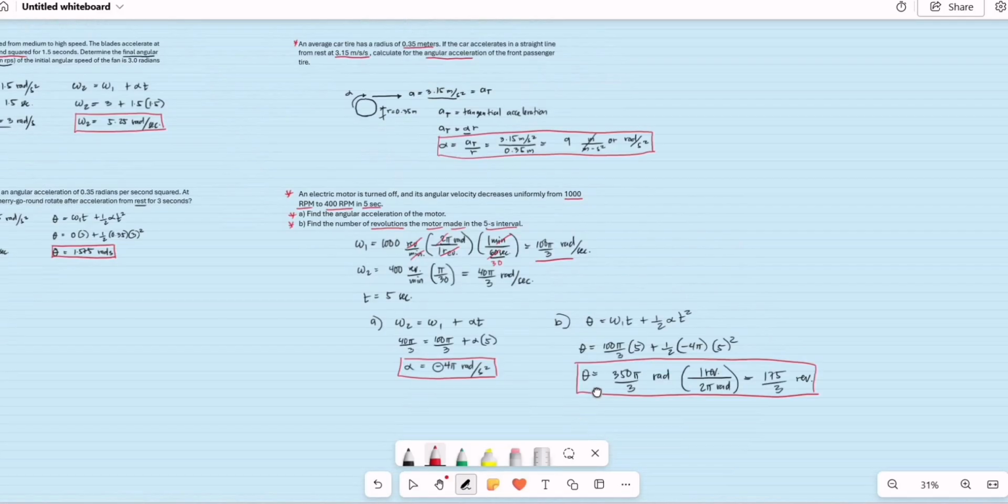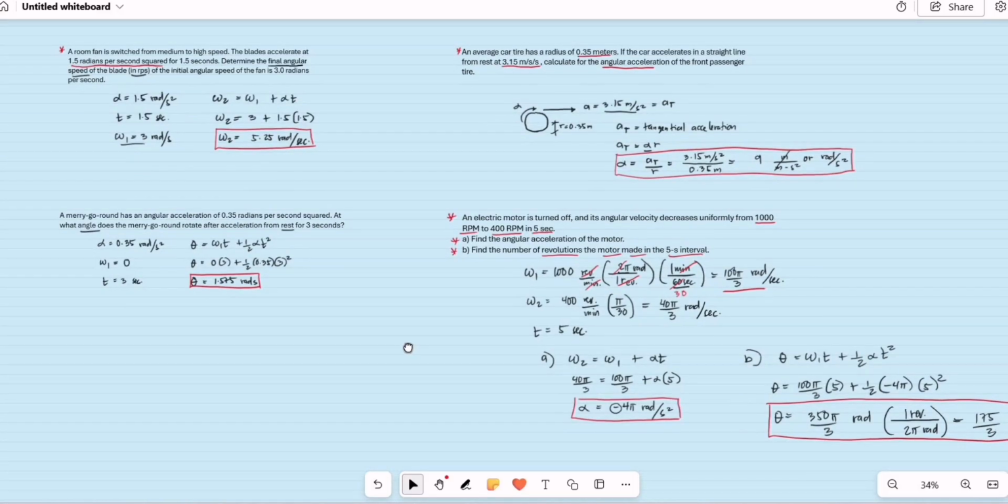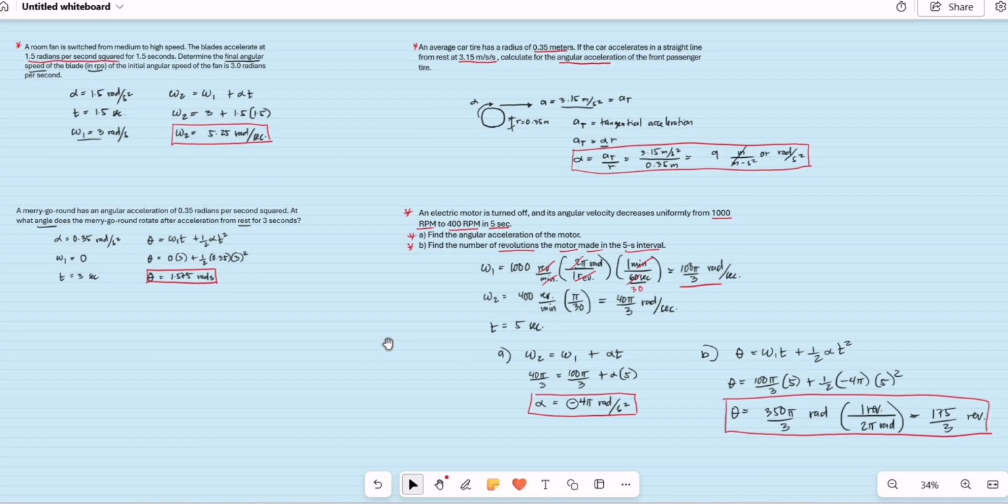Okay, so these are our sample problems for rotational motion. 100% kinematics, no force involved. So later on in our next discussion, we are to involve maybe forces in rotational motion.